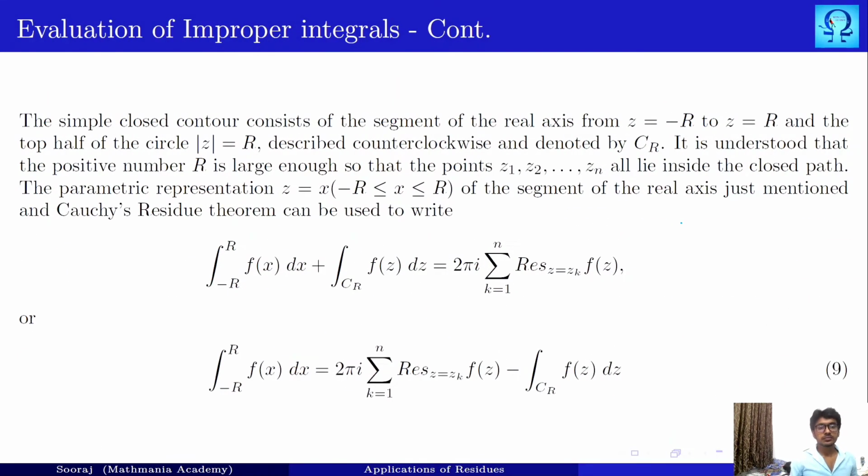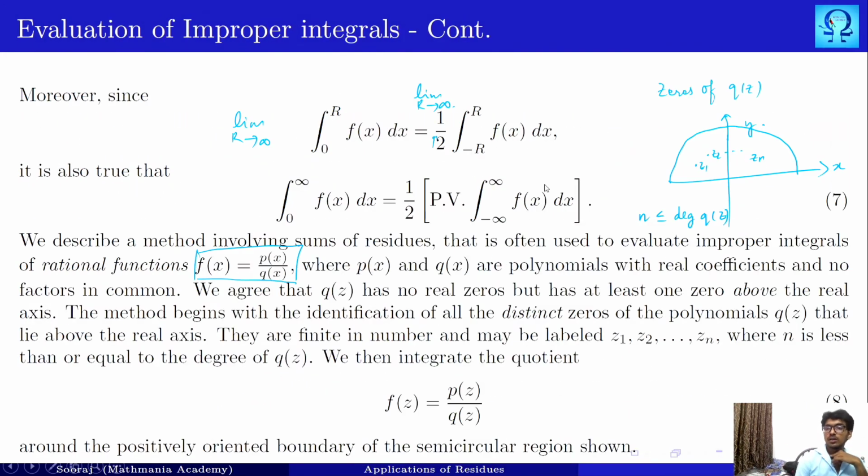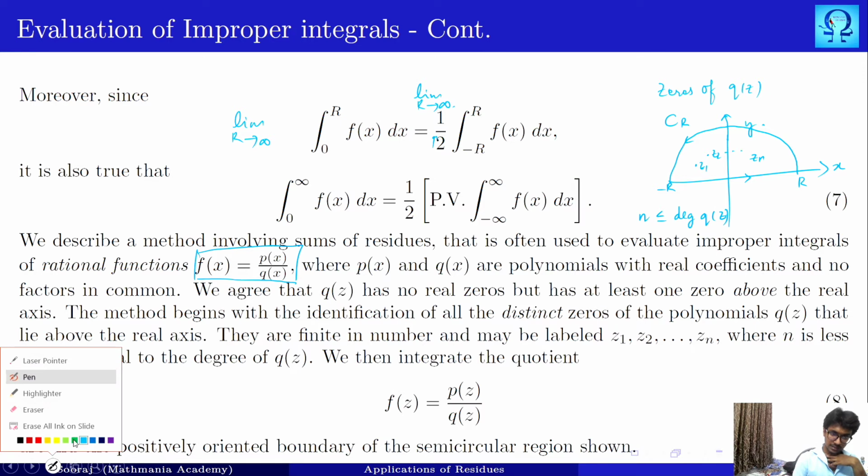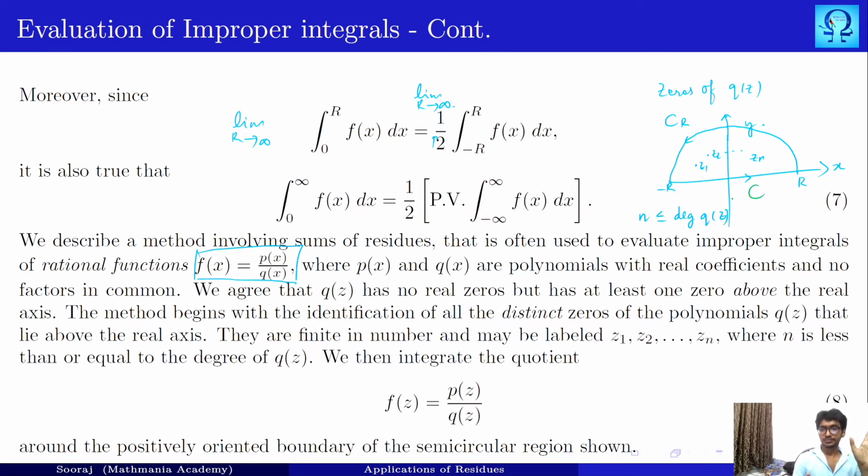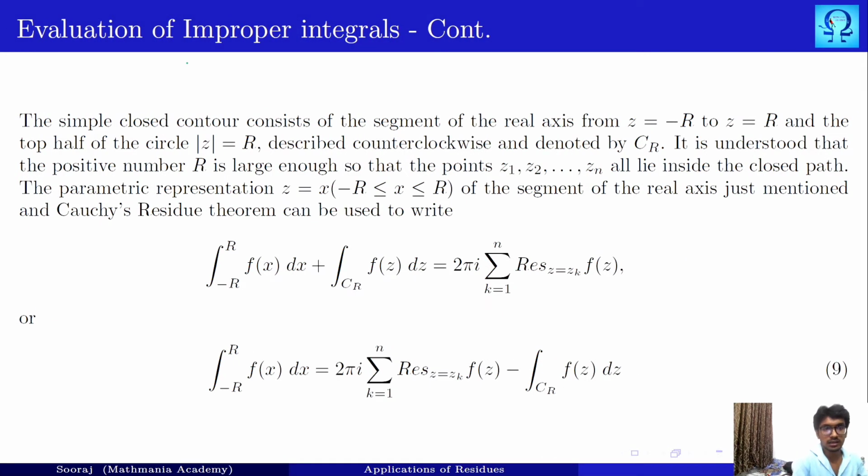Now you can take this one to be C_R, only the semicircle part, and this is minus R and this is R. Let me consider a path that travels from minus R to R. Together this line segment from minus R to R along with the semicircle, let me treat it as a curve C. Now coming back here, if I have to evaluate my integral of f of z, my f of z takes the form p of z upon q of z.